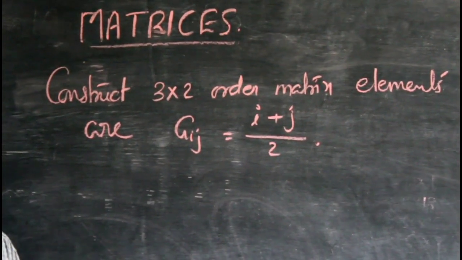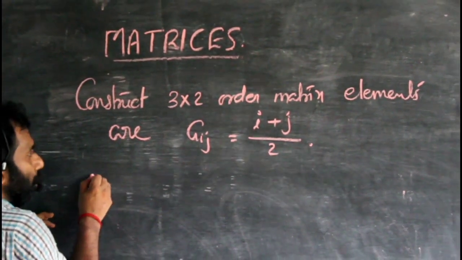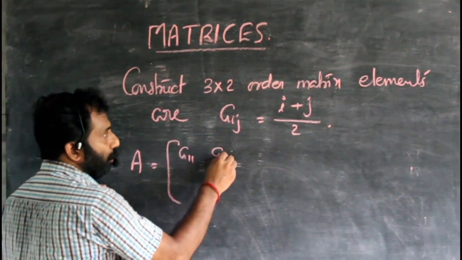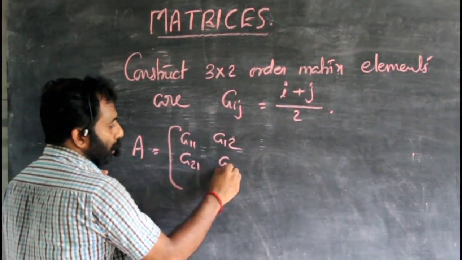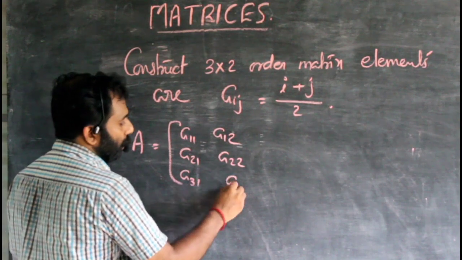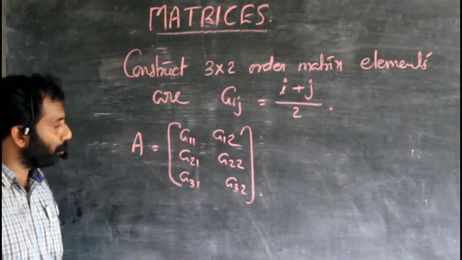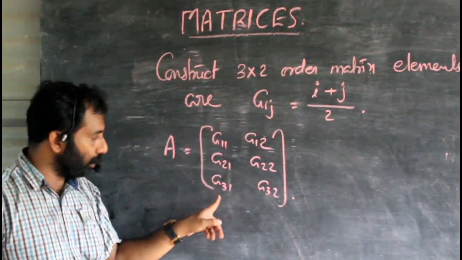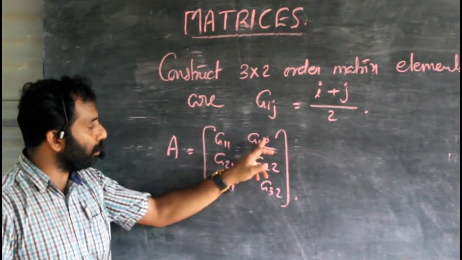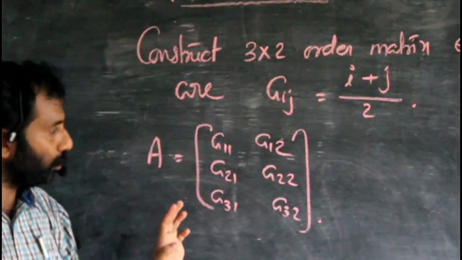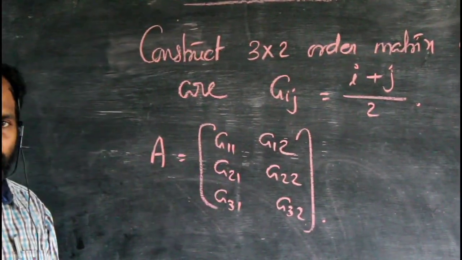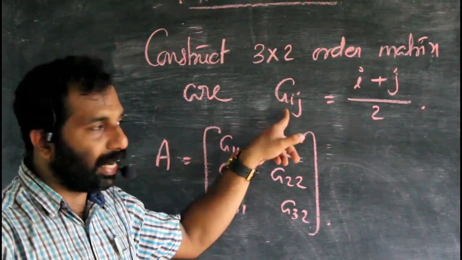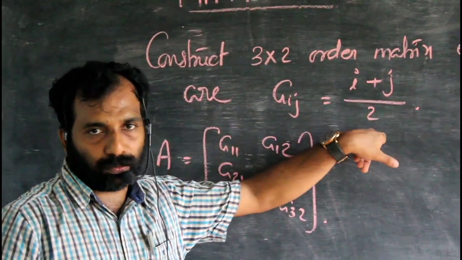We know that in standard form the matrix A is equal to A11, A12, A21, A22, A31, A32. Isn't it? This is the first row, second row, third row. So the number of rows is 3, and the columns: first column and second column. So the number of columns is 2. So that is the standard form. Now how can we construct the matrix? There is a condition: Aij is equal to (i plus j) by 2.